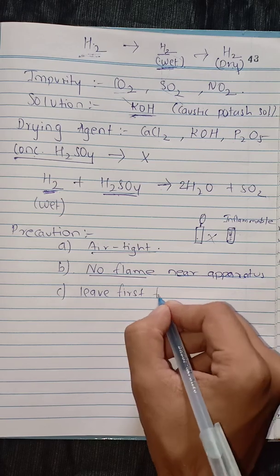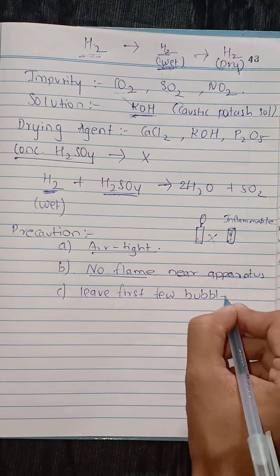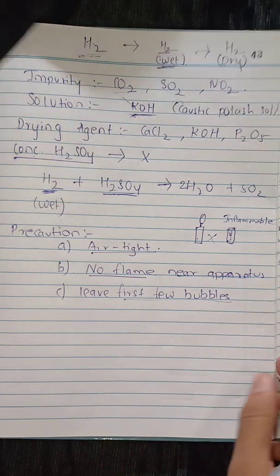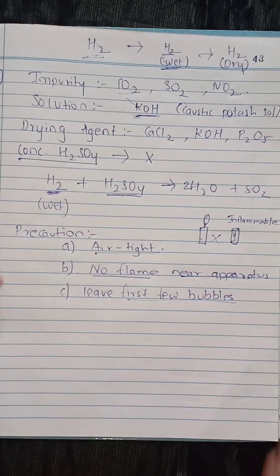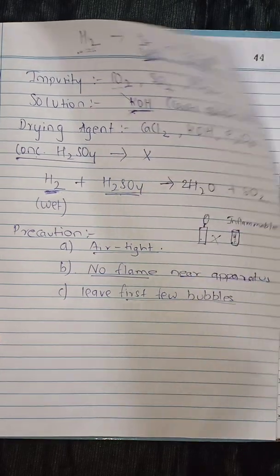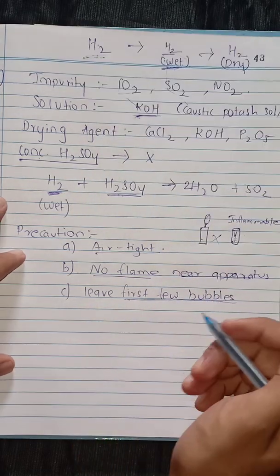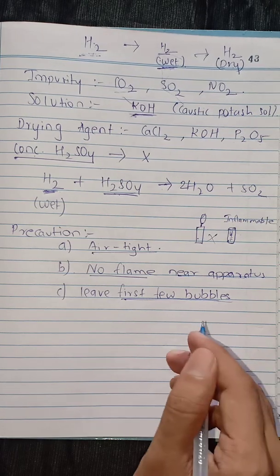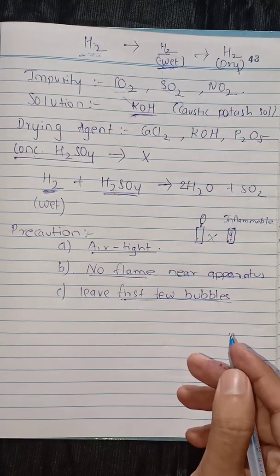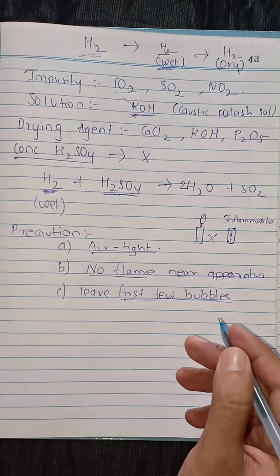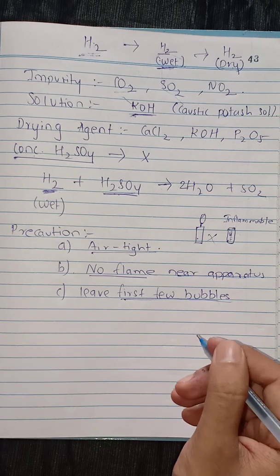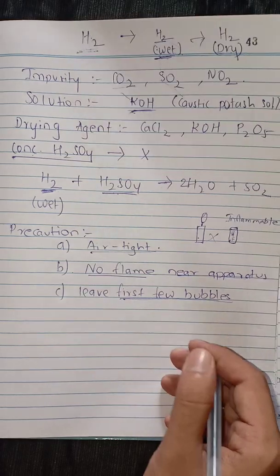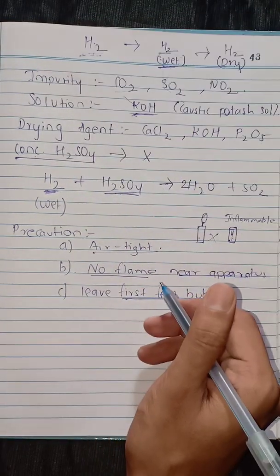Leave first few bubbles. Why we have to leave first few bubbles? See, when we prepare hydrogen gas from the granulated zinc, first few bubbles you have to leave. Why? Because it can contain some of the impurity, and due to this you won't get a perfect hydrogen. So that is why leave the first few bubbles, and after that start taking up the hydrogen, okay.